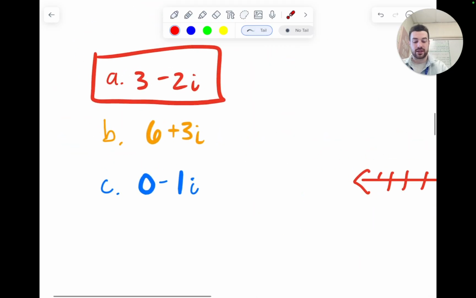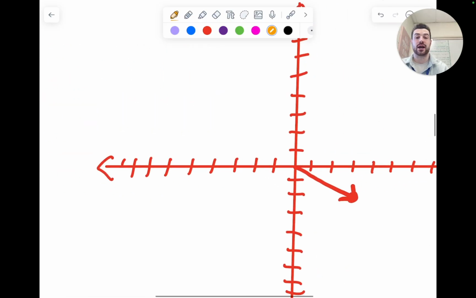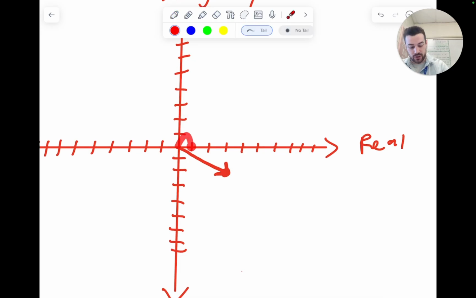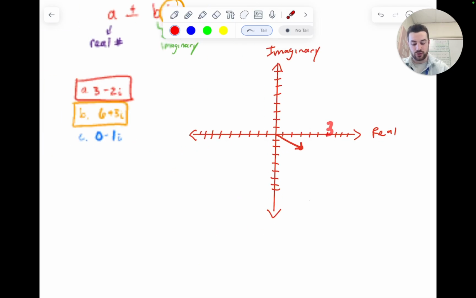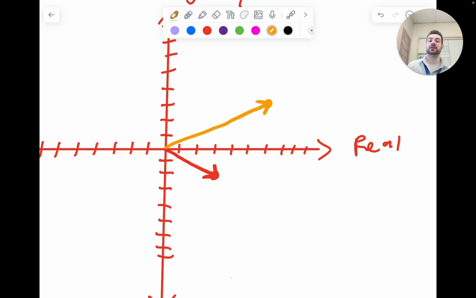Over here, we've got our next complex number, which is 6 plus 3i. So I'm going to go 1, 2, 3, 4, 5, 6 to the right, and then up 1, 2, 3. So we're going to have a point right there. And now we're going to connect from our origin out to that value because, again, complex numbers are vectors.